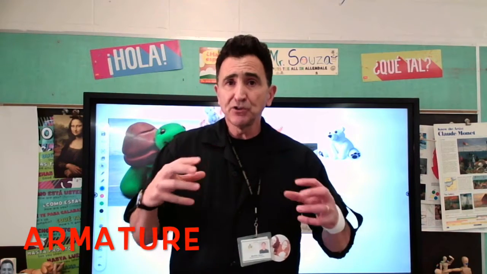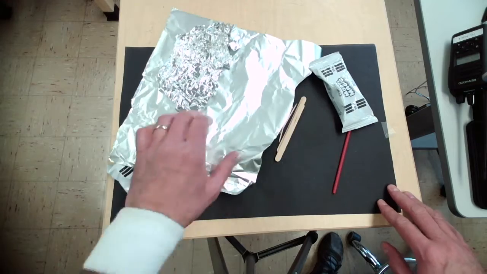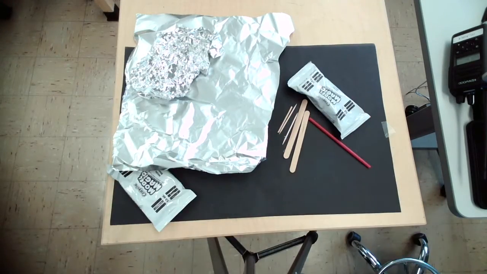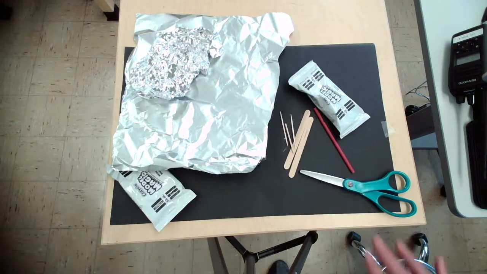Another word that I'm going to talk to you about in this project is the word armature. An armature is kind of like a skeleton to make your model magic stand up. So we're going to make a little armature when we're building our animal. All right, you ready? Let's go to the table. We're going to need aluminum foil, straw, some wood stick and some toothpick, and your model magic and scissors for the armature.